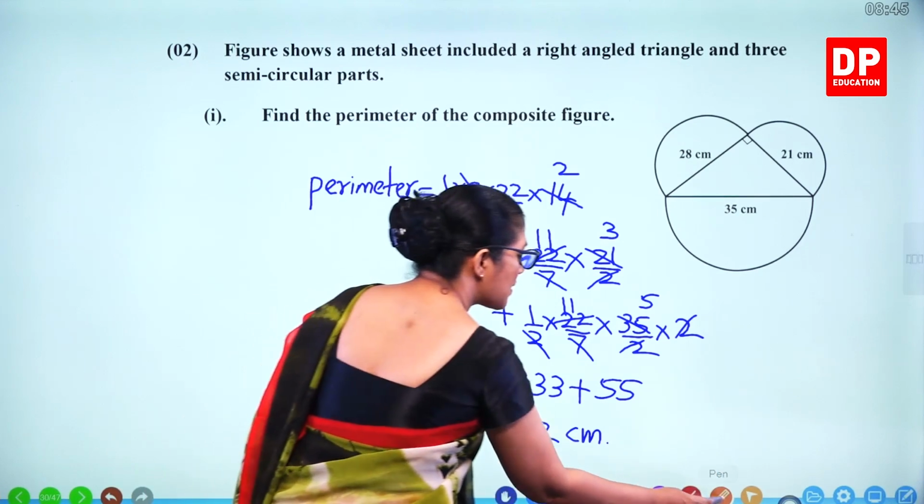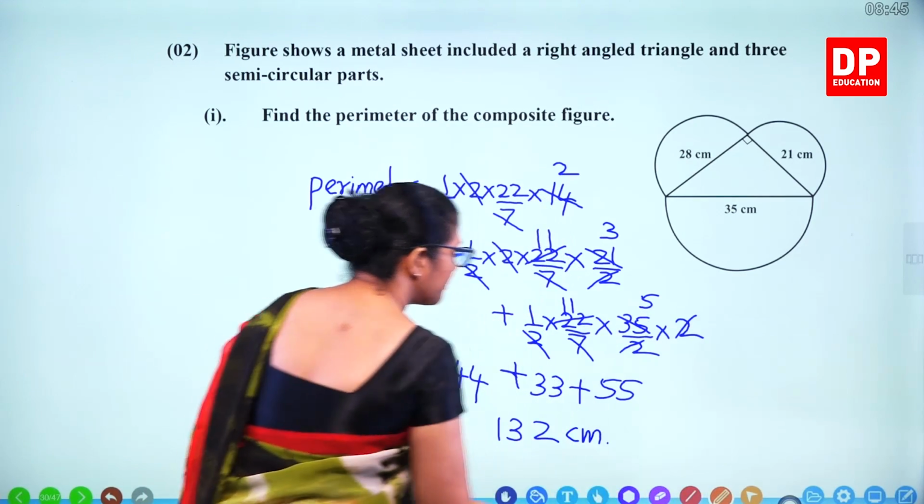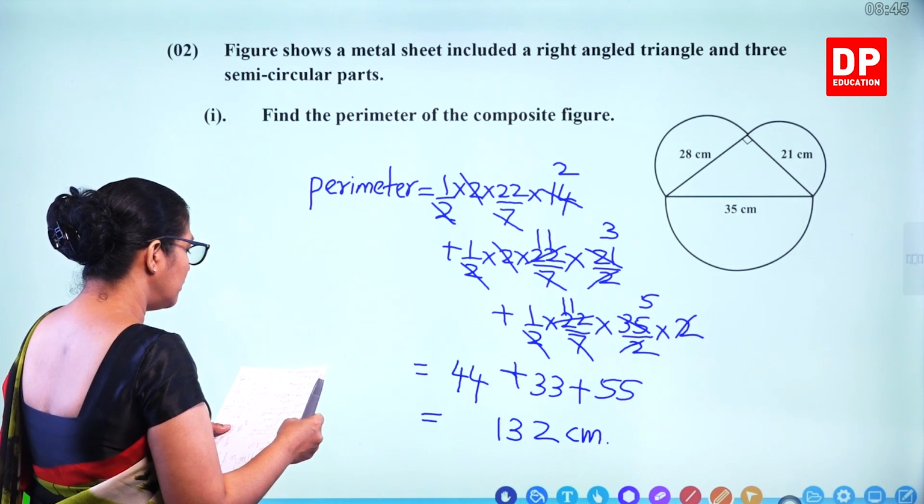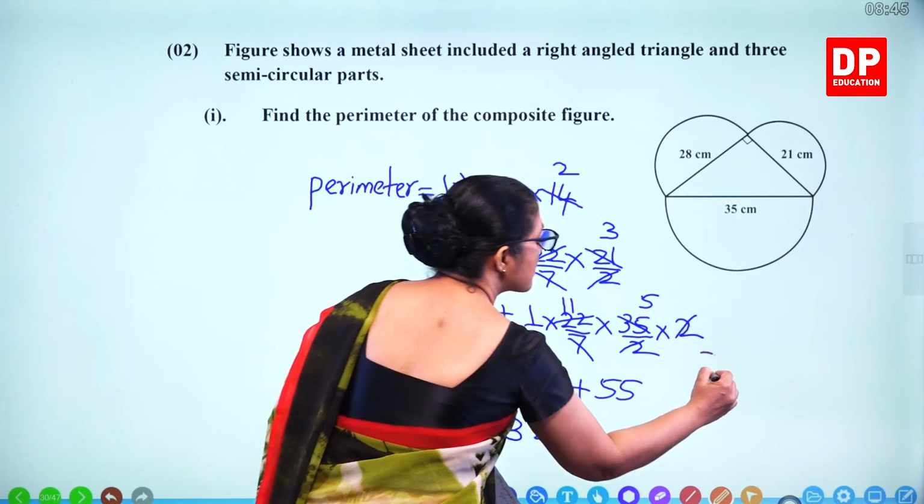So how many marks? According to this one, 2 marks.